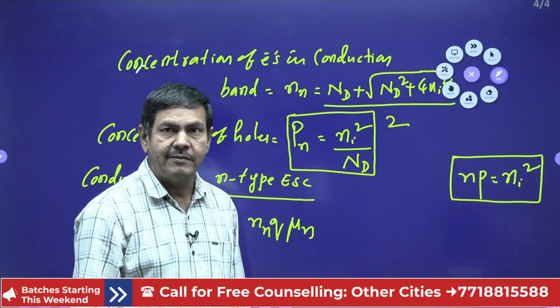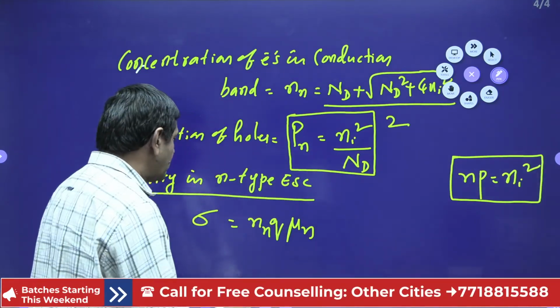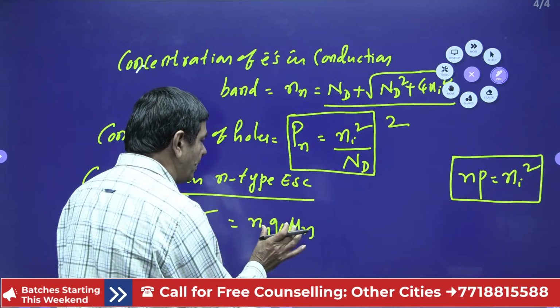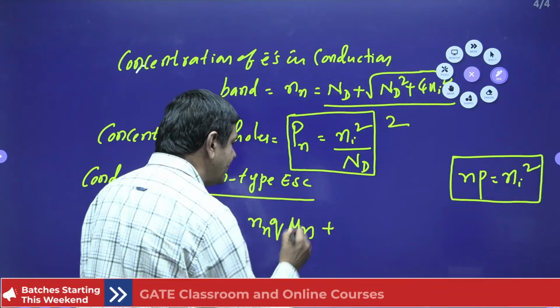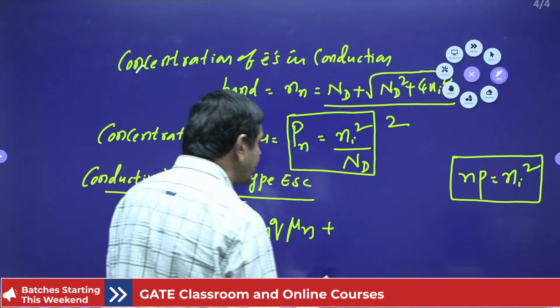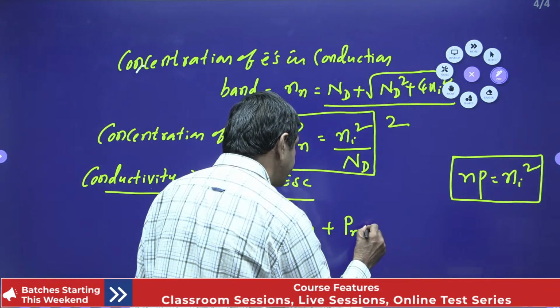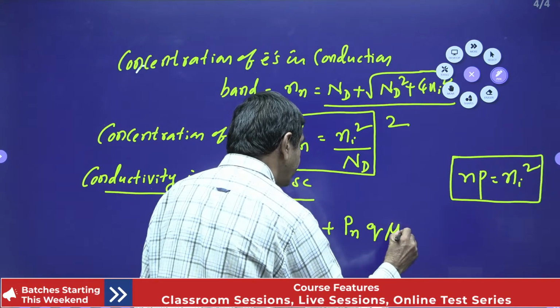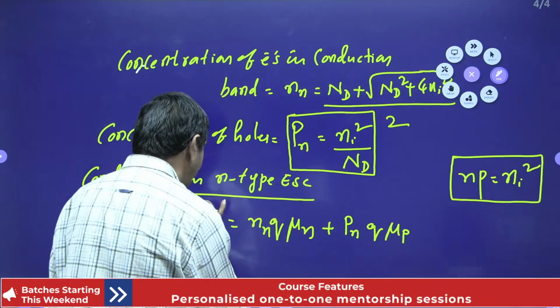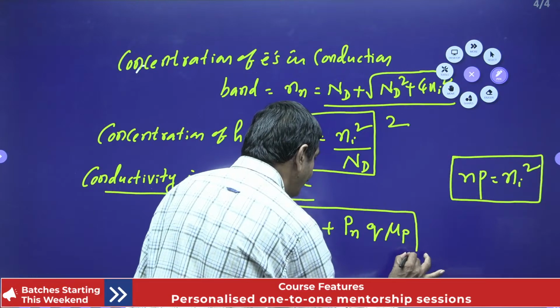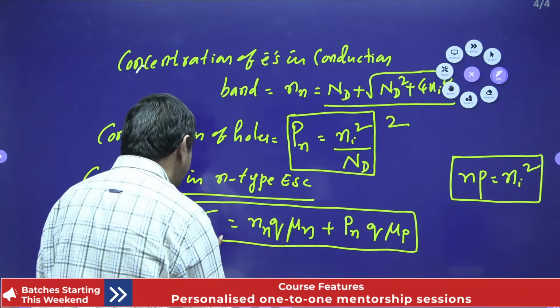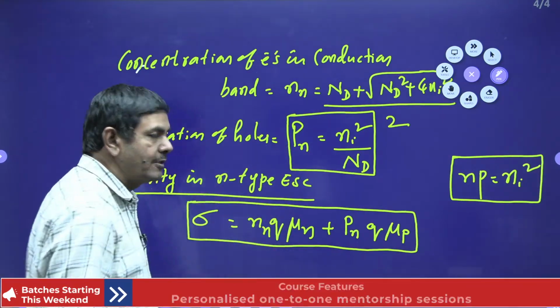Ni will be given, and Nd will be given in the problems. But the conductivity due to electrons plus the conductivity due to holes is also important. Conductivity due to holes means p suffix n into q into mu p. By using this formula, conductivity can be calculated.